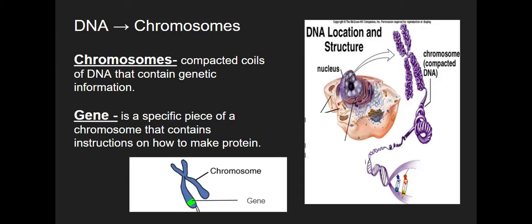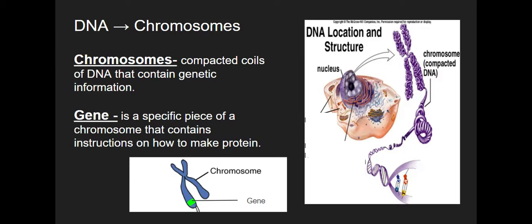There's two diagrams that I'll get to in a minute. What I want you to focus on right now are the two definitions on your screen. Chromosomes, they are compacted coils of DNA that contain genetic information. Gene is a specific piece of a chromosome that contains instructions on how to make protein. All right, let's take a deep breath.